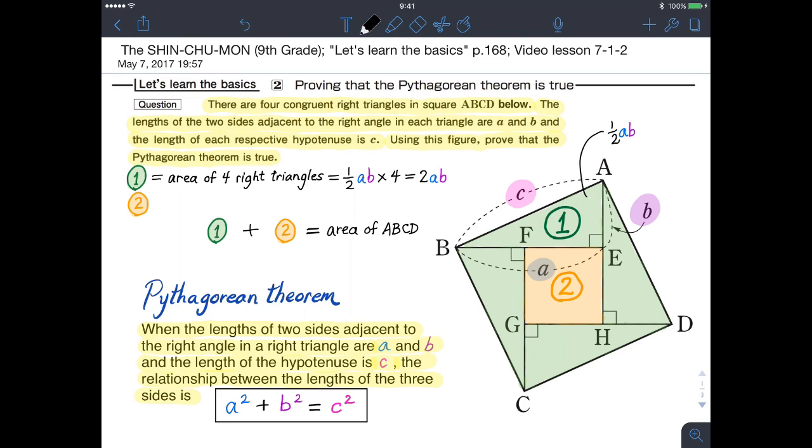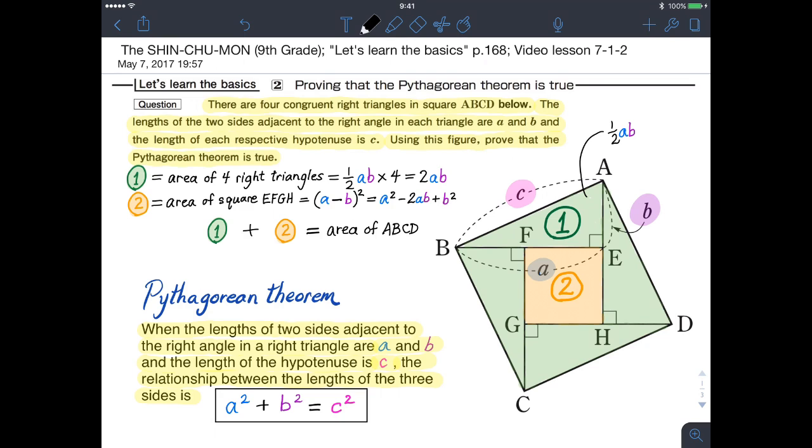Next we see that the area in orange, labeled 2, is the area of square EFGH. Since each side of this square is of length A minus B, the area of square EFGH is A minus B quantity squared. This then simplifies to A squared minus 2AB plus B squared.